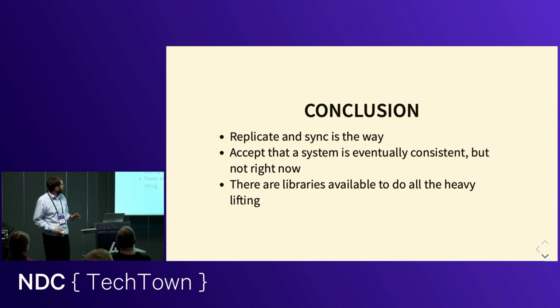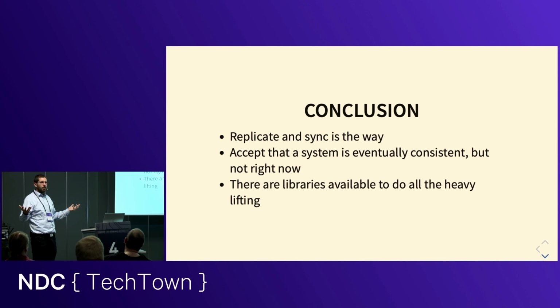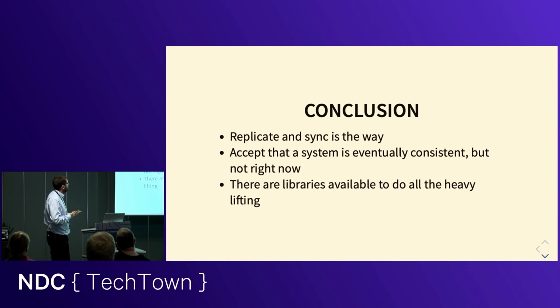So to conclude, replication and syncing is really cool if you put availability very high on your to-need list. You have to accept that the system is eventually consistent, but it's not consistent right now. So you have to embrace the mindset that there is no one truth that everybody agrees on, but when everybody has the same information, they will agree, but not right now.